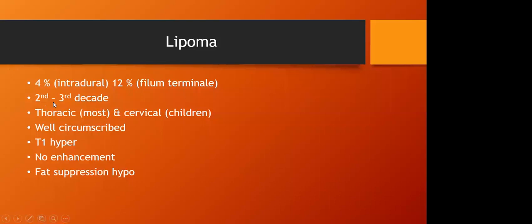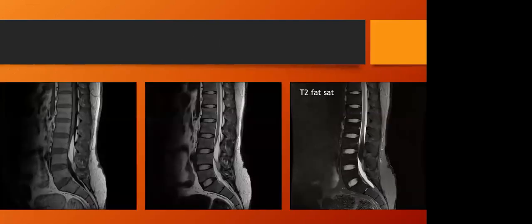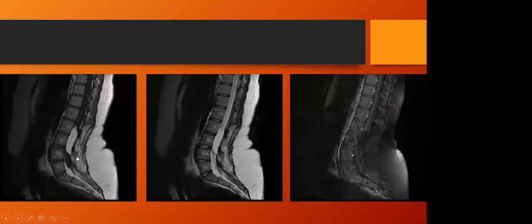Presentation is young age, second or third decade, thoracic most common site, followed by the cervical. It's well circumscribed. T1 hyper, takes no enhancement, and then after fat suppression technique, it looks hypo. Hyper on T1, this is lipoma of the filum terminale, hyper T2, and hypo after fat suppression technique. T1 hyper, T2 hyper, and takes no enhancement.